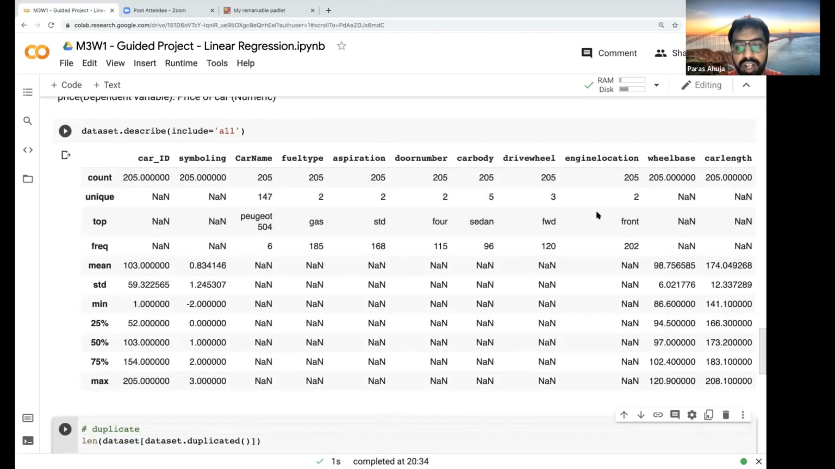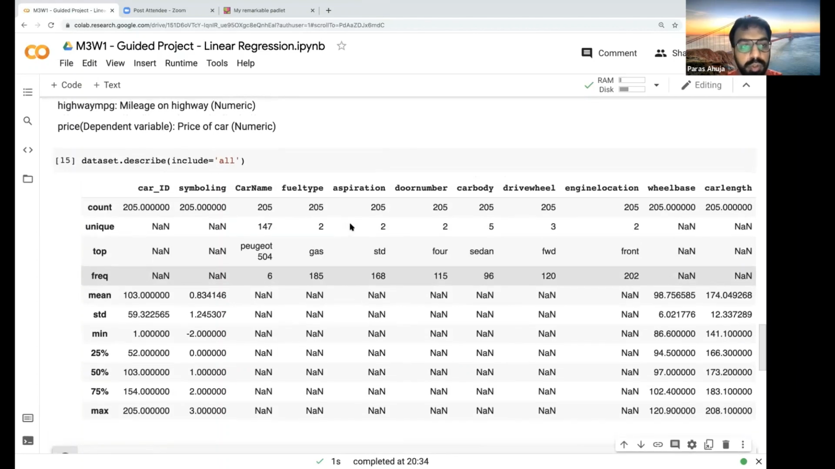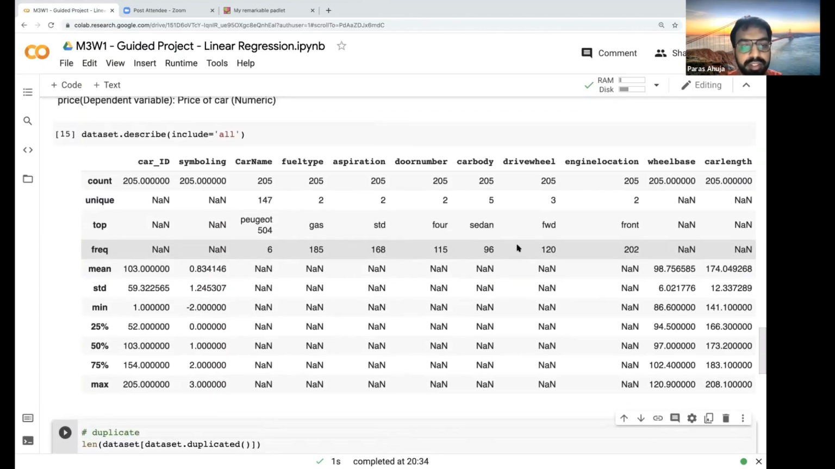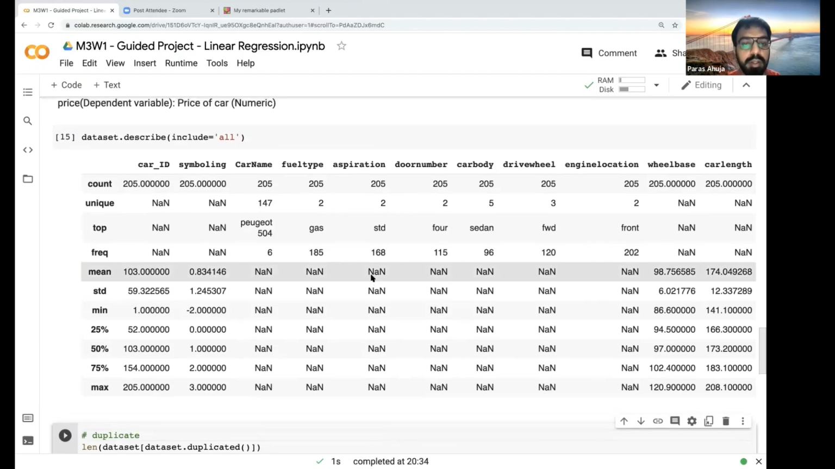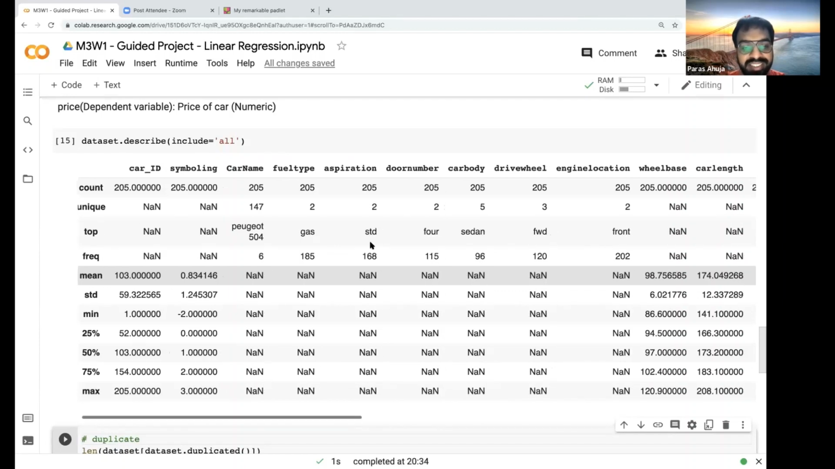Now, if you are following me up till here and running these things in your notebook, you can see the data distribution description for my complete data set, for all my columns, right? And you see two different kinds of things here. Some of the values are NaN. Can you tell me why these are NaN?